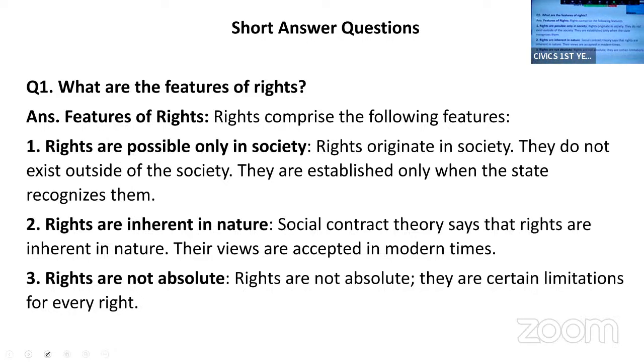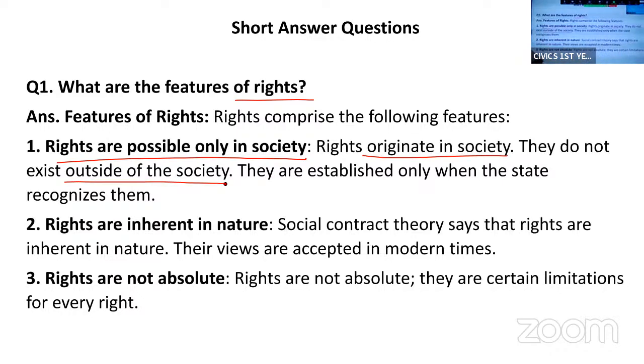Okay, so let us start with the features of rights. The first thing is understanding what are rights. Okay, what are rights? Rights are your claims. So let us first discuss the features of rights. Rights are possible only in society. Okay, rights are possible only in society because they are originated in society. They don't exist outside society.